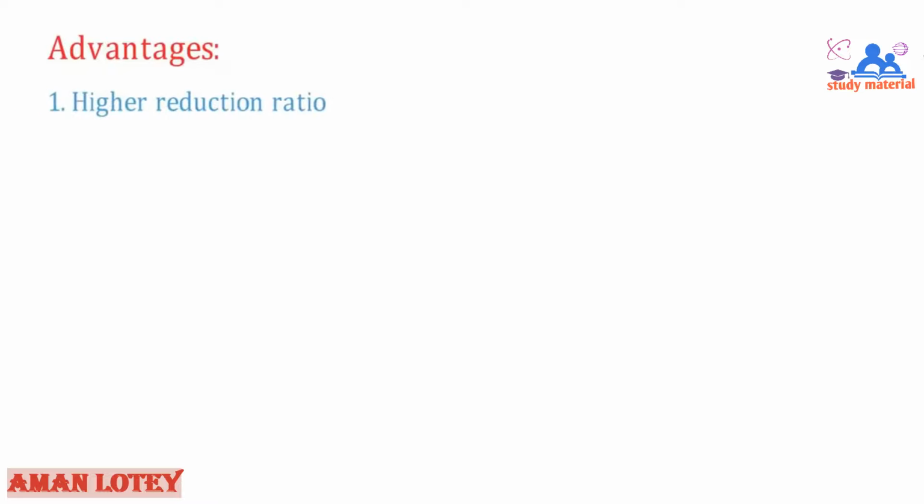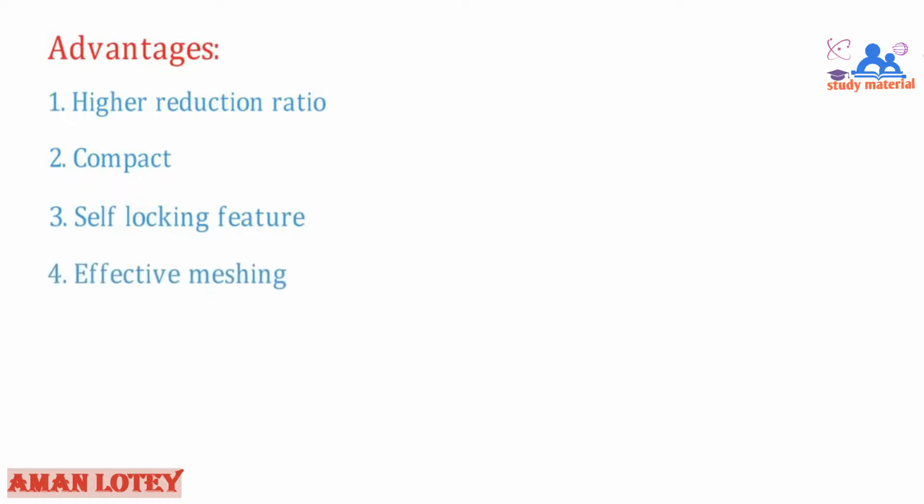Advantages: it has higher reduction ratio from 8 to 400. This gear pair is compact in size. It has self-locking feature. There is no separating force between worm and worm wheel. Meshing is very effective. It can be used to reduce the speed.